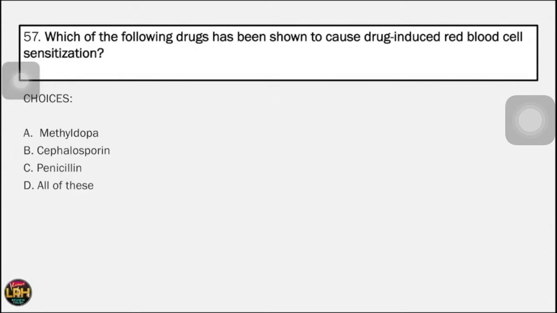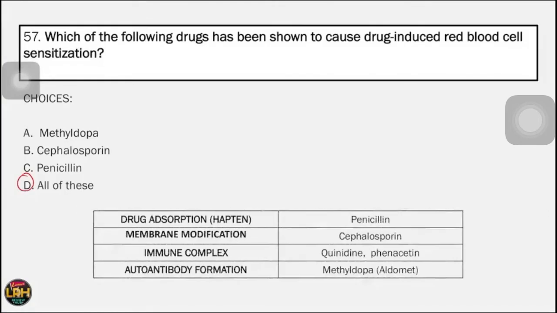So for number 57, which of the following drugs has been shown to cause drug-induced red blood cell sensitization? The choices are letter A, methyldopa, B, cephalosporin, C, penicillin, or letter D, all of these. So the answer for number 57 is all of these. Methyldopa is a known drug which induces autoantibody formation. Cephalosporin is a known drug which causes membrane modification. And penicillin, this drug adsorbs on the red blood cells, acting as a hapten.